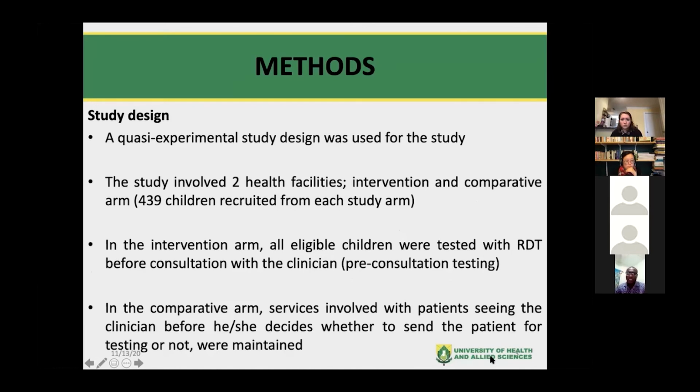In order to conduct this study, we used a quasi-experimental study design. This design involved two health facilities: one was the intervention study arm, and the other was the comparative study arm. In each study arm, we recruited 439 children under 5. In the intervention arm, all the eligible children were tested with the malaria rapid diagnostic test before they consulted with the clinician, which was the pre-consultation testing.